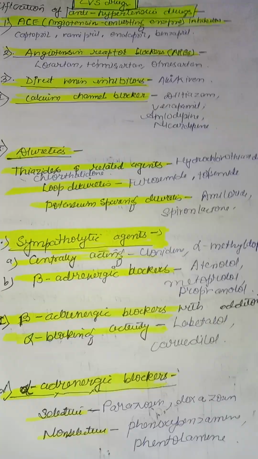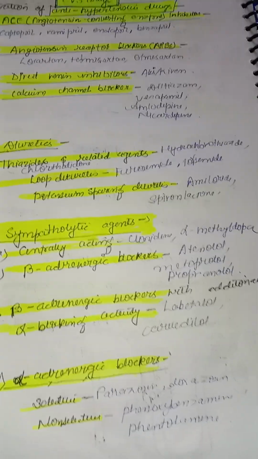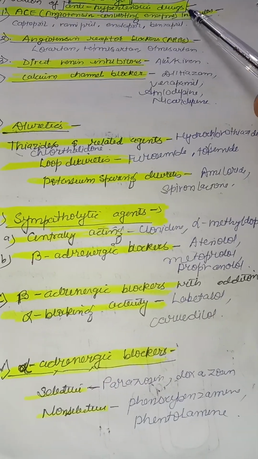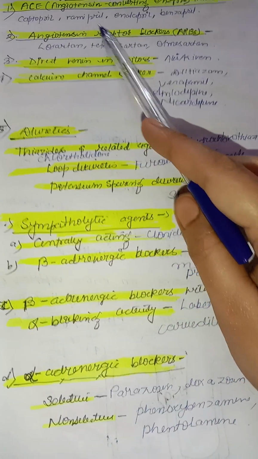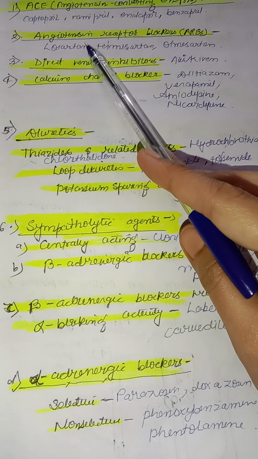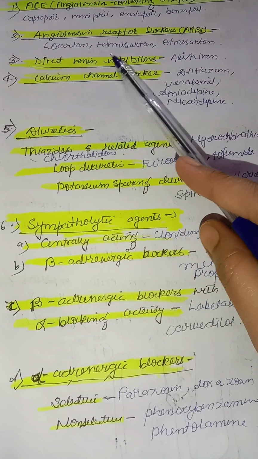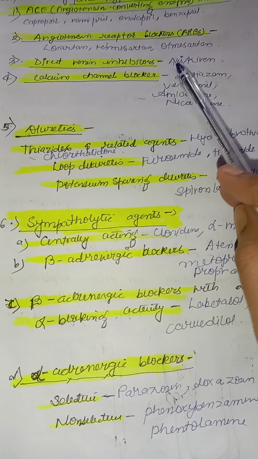CVS is a large chapter, so we must know important drugs of CVS. In CVS, we have classification of antihypertensive drugs. In antihypertensive drugs, we have ACE inhibitors like captopril, ramipril, enalapril. Then we have ARBs, angiotensin receptor blockers like losartan, telmisartan, olmesartan. Then we have direct renin inhibitors like aliskiren.